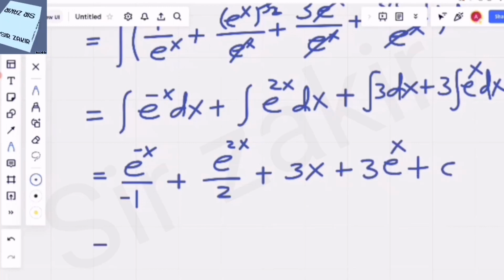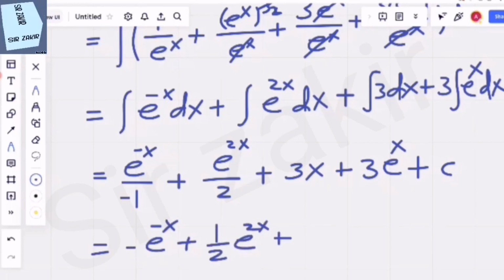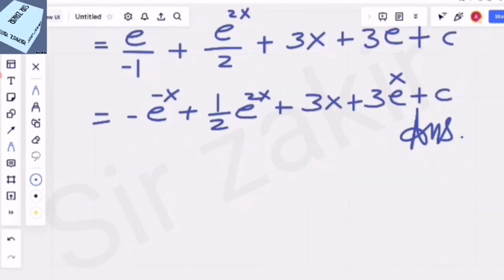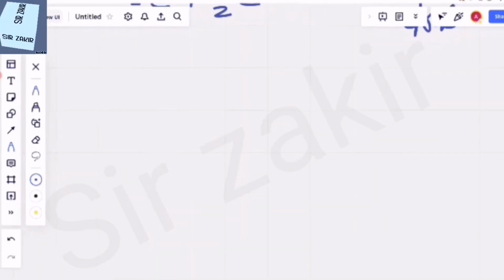So this becomes finally minus e^(-x) plus 1/2 e^(2x) plus 3x plus 3e^x plus c. This is the answer. Then we have part number 6.